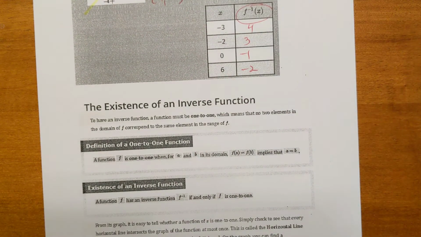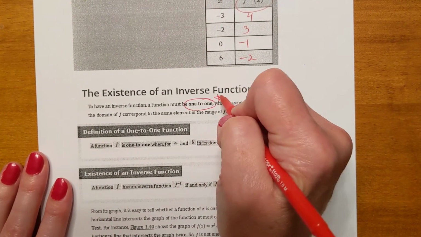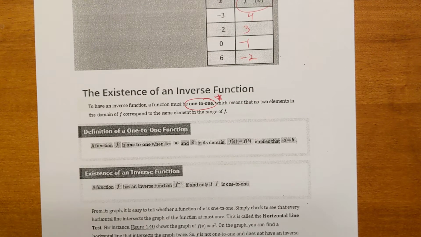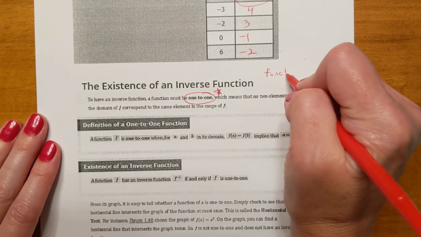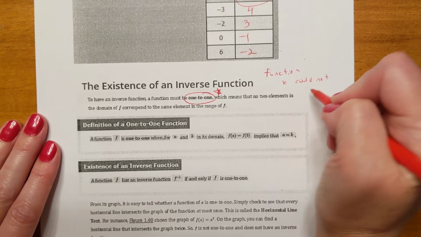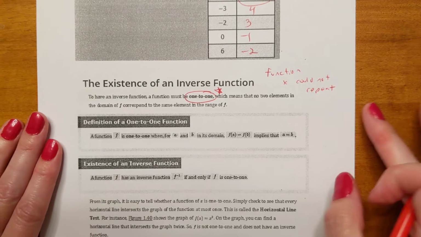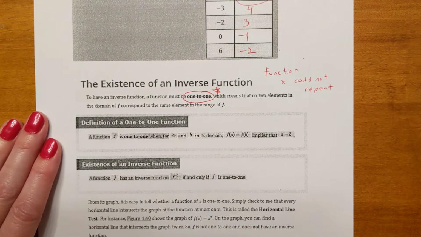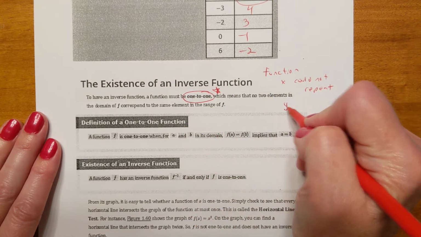To have an inverse function, a function must be one-to-one, which means that no two elements in the domain of f correspond to the same element in the range of f. Going back to what a function was, on a function the x's could not repeat. Each x had one y value. You're not going to see an x more than one time, because that would mean there are two different y values for it. To be a one-to-one function, the y's can't repeat.